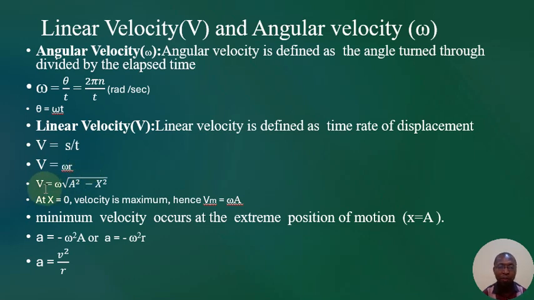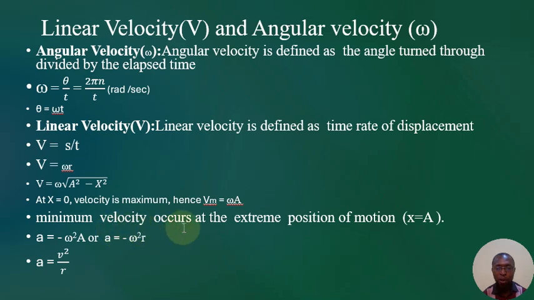Another formula for linear velocity is v equals omega times the square root of amplitude squared minus x squared, of course, where x is the displacement from the equilibrium position. Now, for us to obtain our maximum velocity, that will be at the point where x is equal to 0. When x equals 0, then our v will become omega a. So the maximum velocity is obtained when x equals 0, where vm is the maximum velocity, and that is equal to omega a.